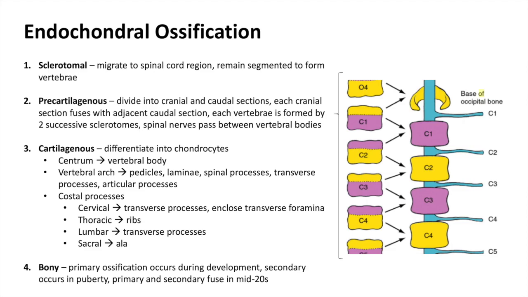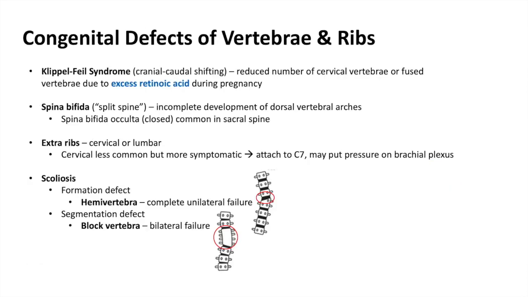And then we've got cartilaginous, which is differentiating into chondrocytes. So we've got our centrum, which is the vertebral body. We've got the vertebral arch, which is the pedicles, lamina, spinous processes, and transverse processes. And then we've got the costal processes. So cervical is going to be transverse and transverse foramen. Thoracic is going to be the ribs. Lumbar is the transverse processes, and sacral is the ala. So the bony portion is going to be the primary ossification during development. A secondary ossification occurs during puberty, and it fuses within the mid-20s.